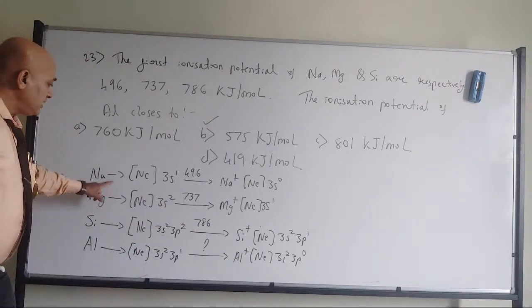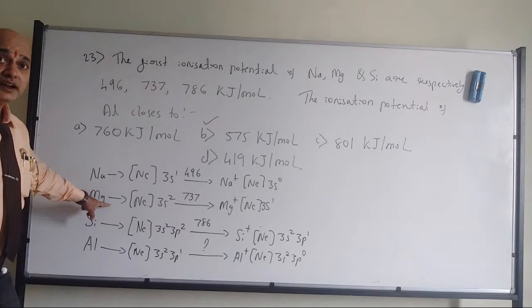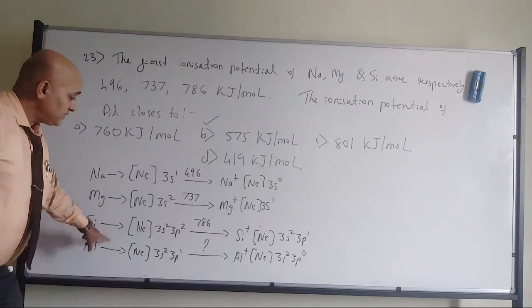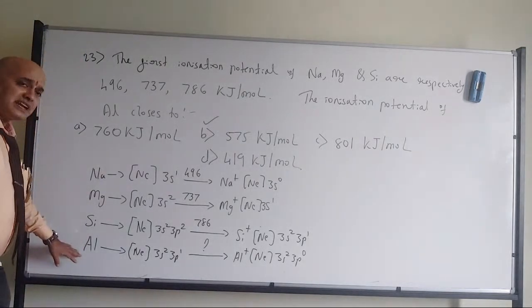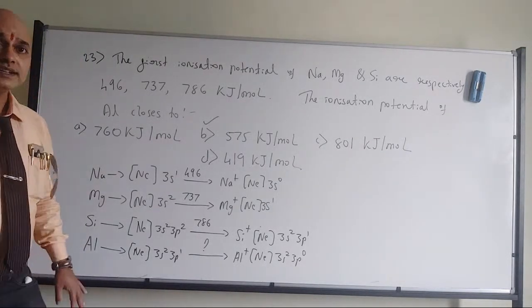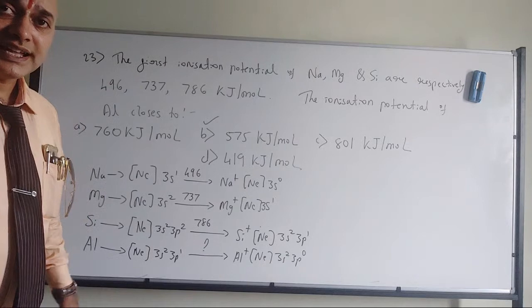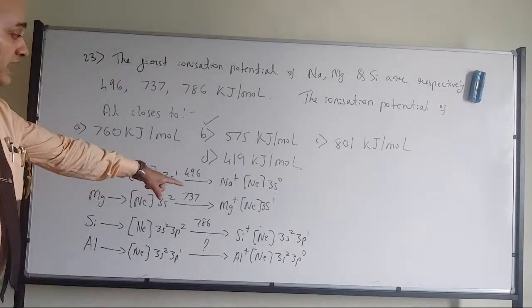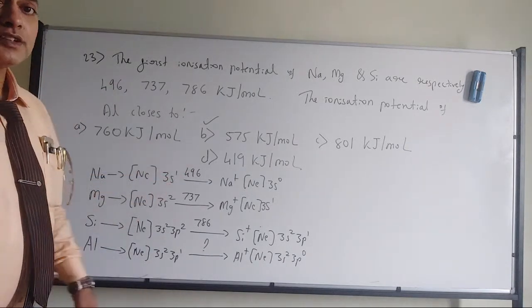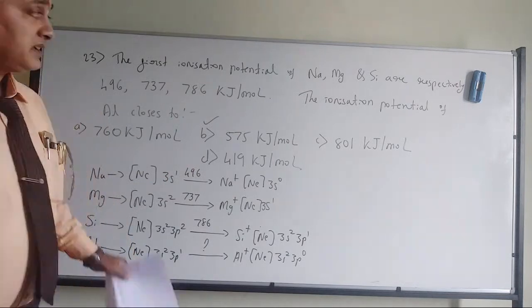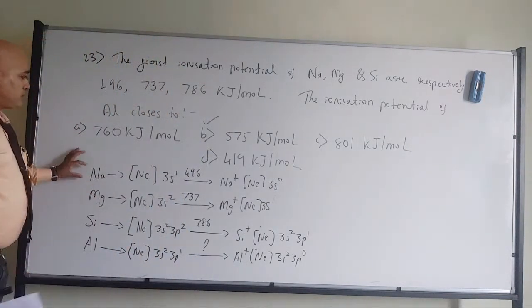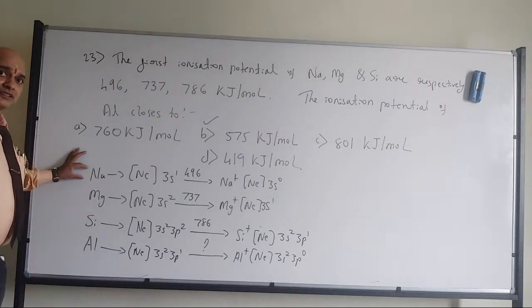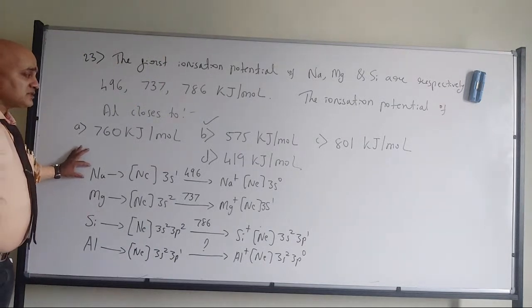They are all alkali metals and alkaline earth metals, but here they belong to non-metals. Aluminium is like a metalloid, and silicon is a metalloid once again, which belongs to the P block, where P subshell electrons will be removed. So in that way, the value should be more than sodium.